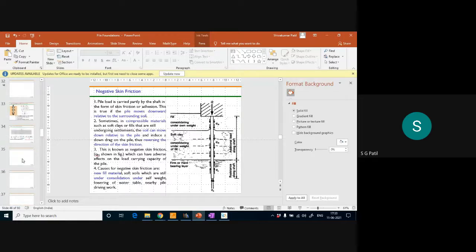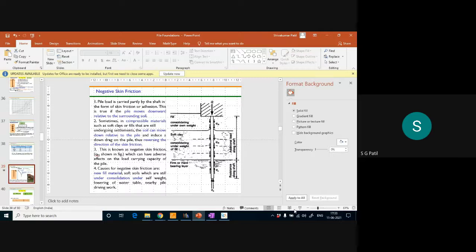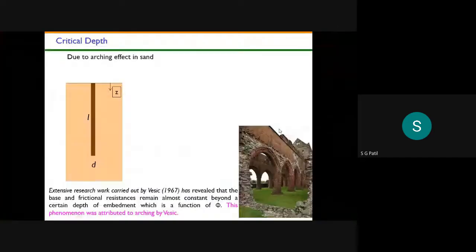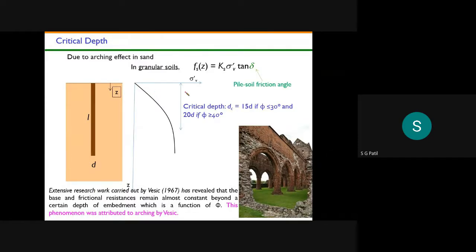I will clarify what that critical depth means. So let us go back to my PPT here. See, why this critical depth concept is coming is because of soil arching. There is a phenomenon called soil arching.